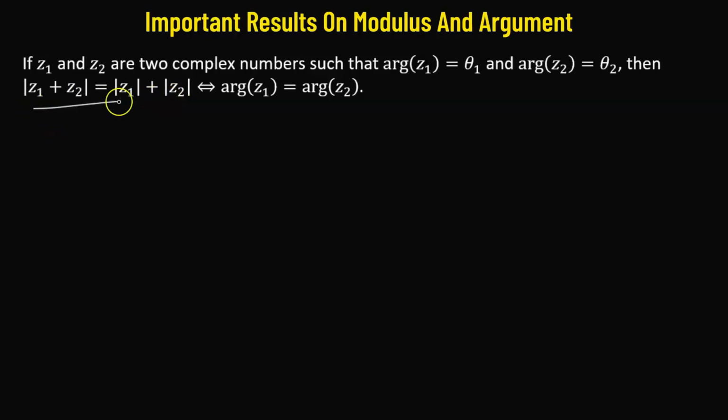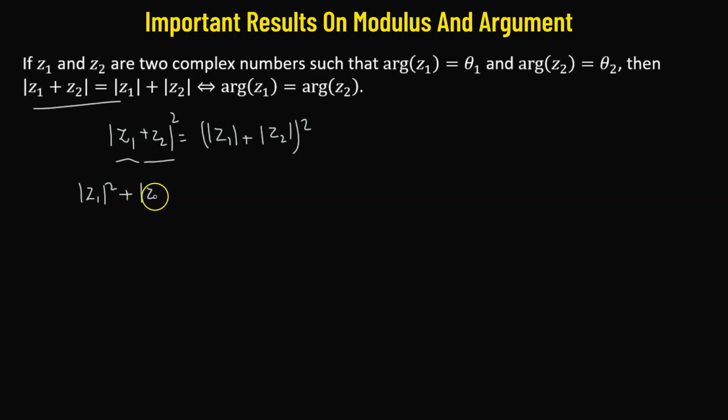So we'll start with this given equation. Here we have the absolute value of z1 plus z2 equals the absolute value of z1 plus the absolute value of z2. What we'll do is square both sides. On squaring, what we get, this we have already obtained. This was the absolute value of z1 squared plus the absolute value of z2 squared plus 2 times the absolute value of z1 multiplied by the absolute value of z2 times cosine of theta 1 minus theta 2.